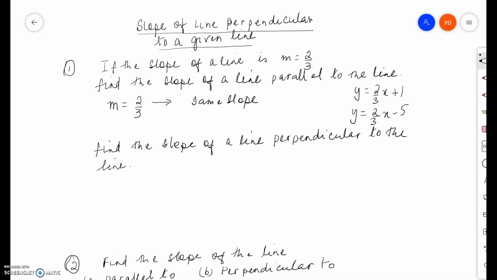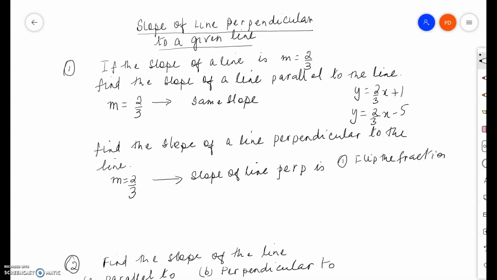Now, if the slope of a given line is m equals 2/3, then the slope of a line perpendicular to it is, now this is how you do it in 2 steps. 1, flip the fraction, or flip the number, or put it in the fractional form and flip the number, change the sign.